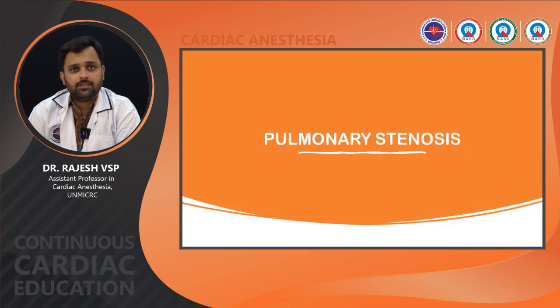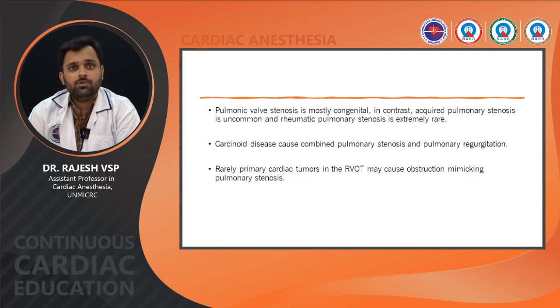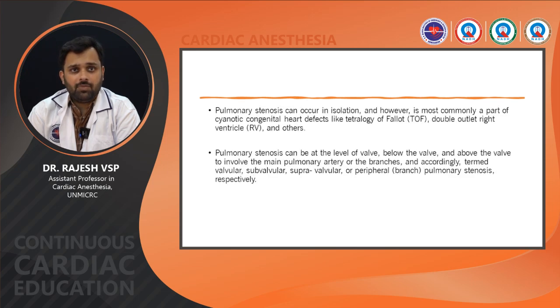Coming to the next pathological lesion, that is pulmonary stenosis. Pulmonic valve stenosis is mostly congenital. In contrast, acquired pulmonary stenosis is uncommon and rheumatic pulmonary stenosis is extremely rare. Carcinoid disease causes combined pulmonary stenosis and pulmonary regurgitation. Rarely, primary cardiac tumors in the RVOT may cause obstruction mimicking pulmonary stenosis. Pulmonary stenosis can occur in isolation, however, it is most commonly a part of cyanotic congenital heart defects like tetralogy of Fallot, double outlet right ventricle, and others.